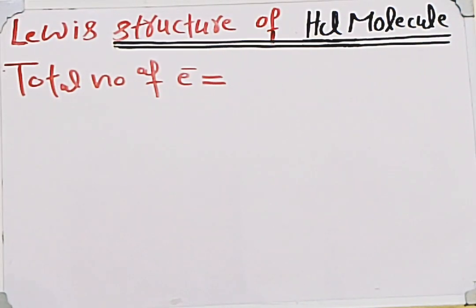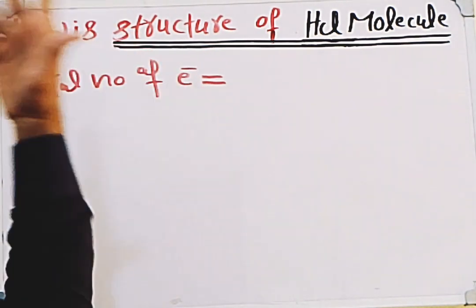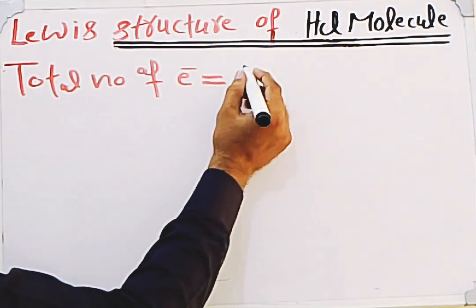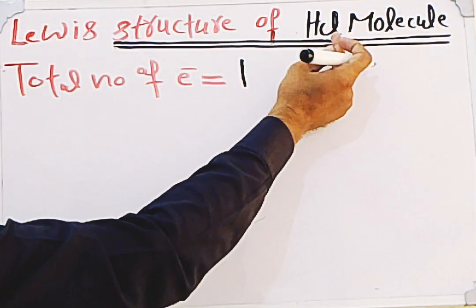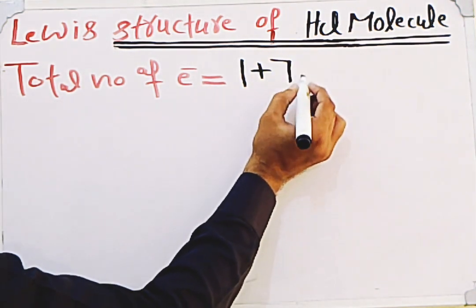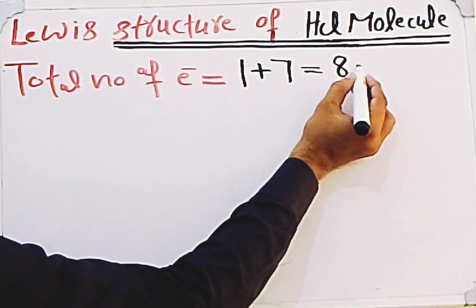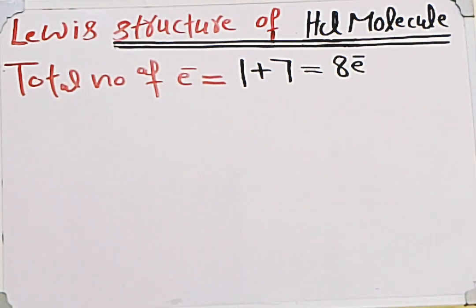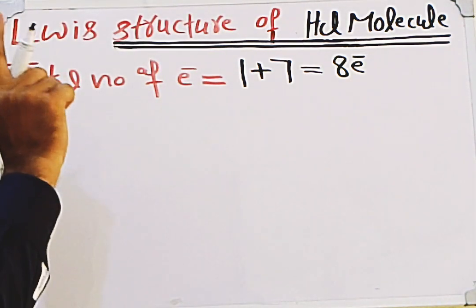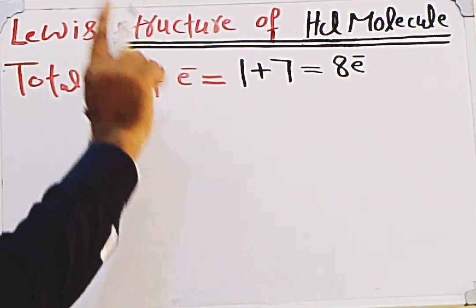In this video, we are going to draw the Lewis structure of the HCl molecule. Students, we know that first of all, we have to calculate the total number of electrons. Hydrogen is present in group 1, so it provides 1 electron for bonding. And chlorine is present in group 17, so it provides 7 electrons for bonding. The total number of electrons is equal to 8. And students, we have to distribute all these 8 electrons between 1 hydrogen and 1 chlorine atom.